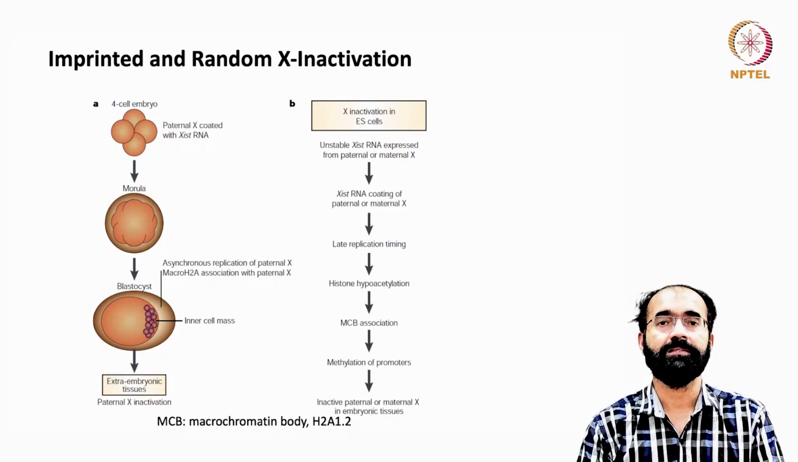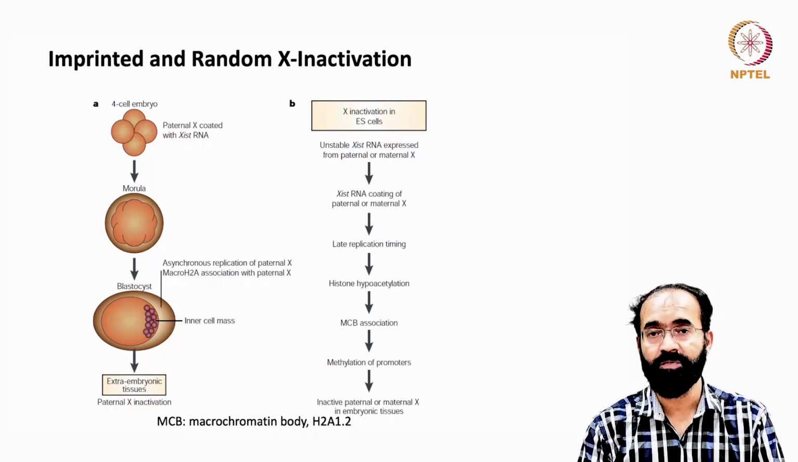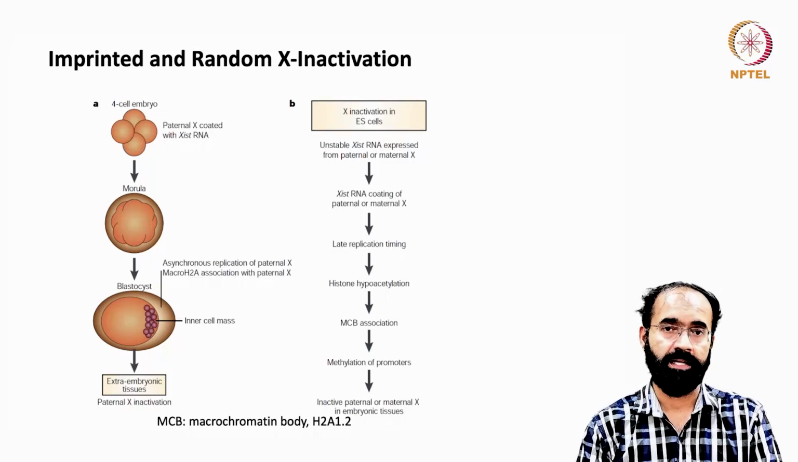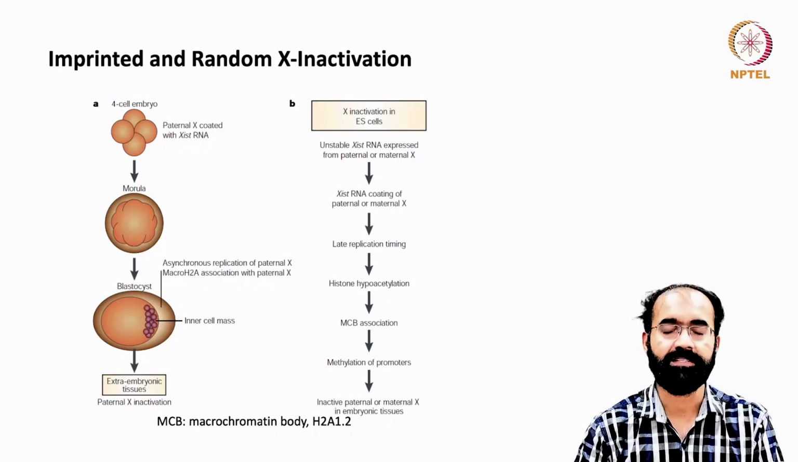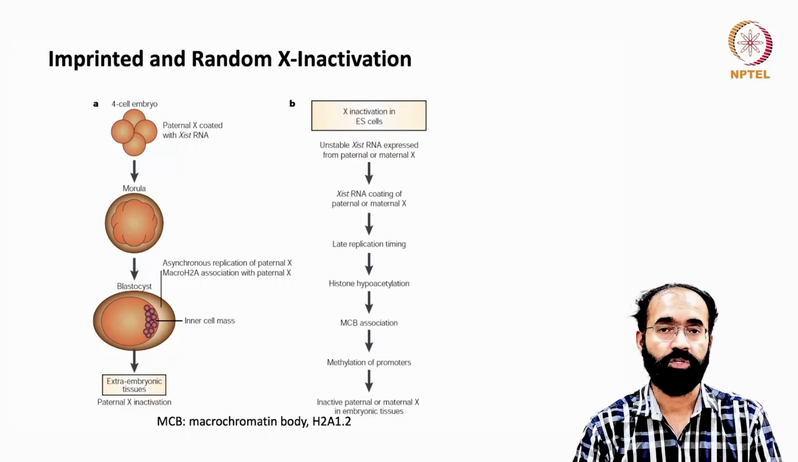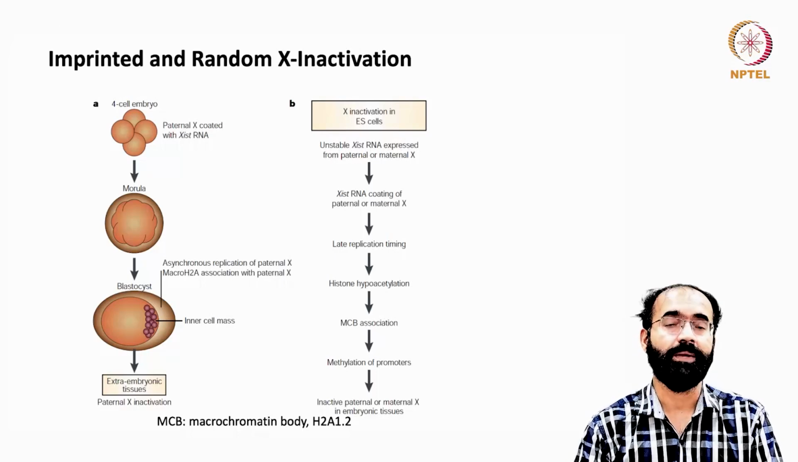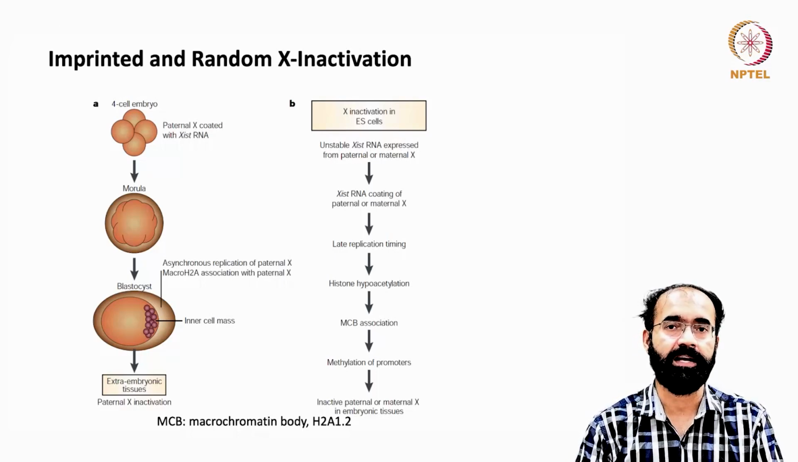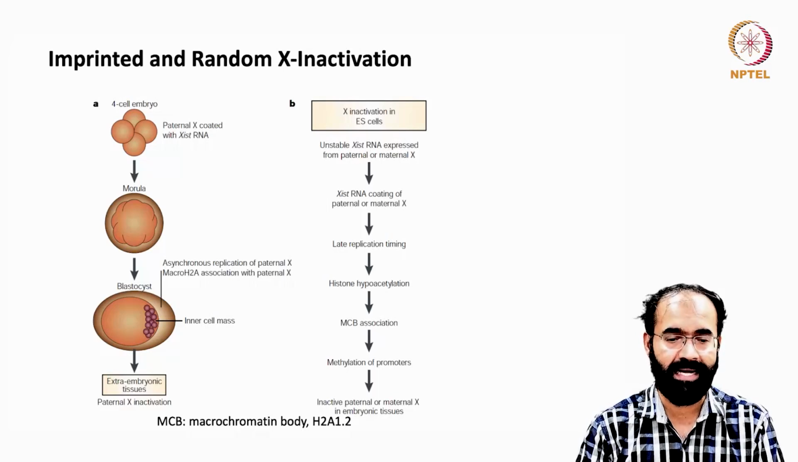But in some animals, the paternal copy is inactive. In some of them, it can be any one of them, paternal or maternal. So let us see how this happens. In a 4-cell stage embryo, the paternal X is coated with Xist RNA. You know, if an X chromosome is coated with Xist RNA, the outcome is that it will be made inactive.